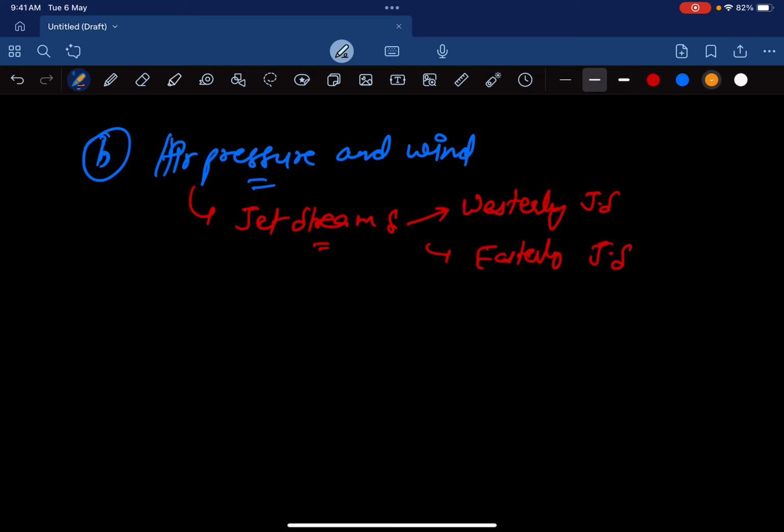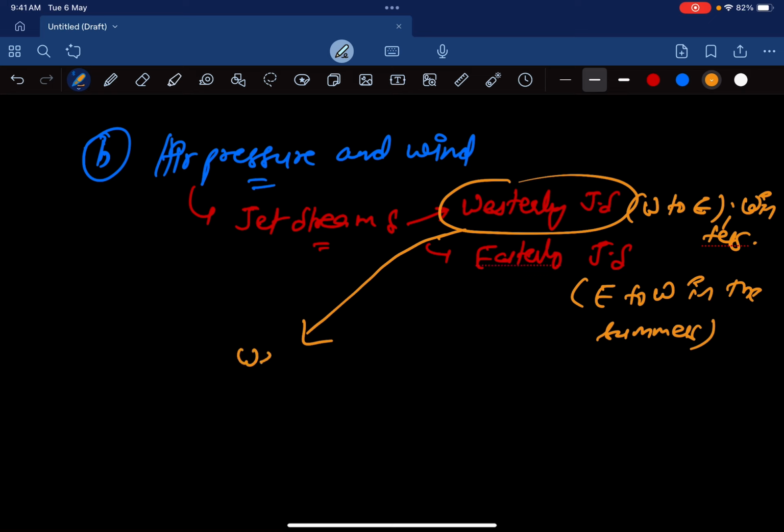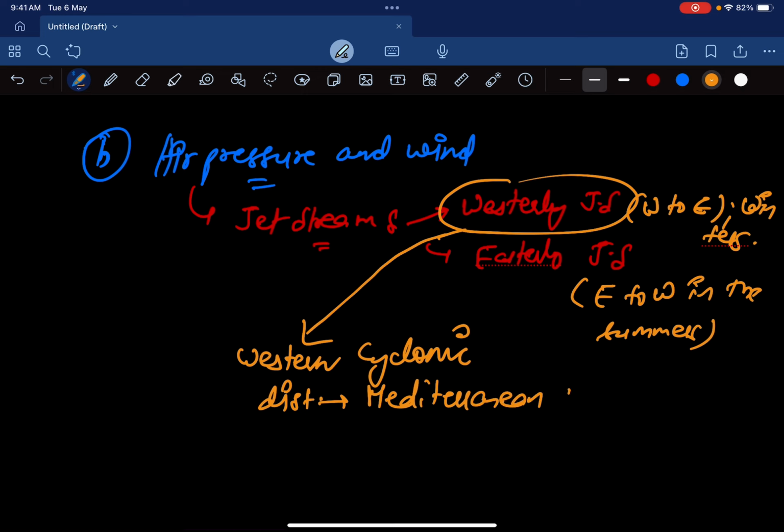Westerly jet stream flows from west to east in the winter, while the easterly jet stream flows from east to west in the summers. This westerly jet stream is responsible for bringing the waters of the western cyclonic disturbances happening in the Mediterranean Sea, right? And that's why we also have a meager amount of rainfall.